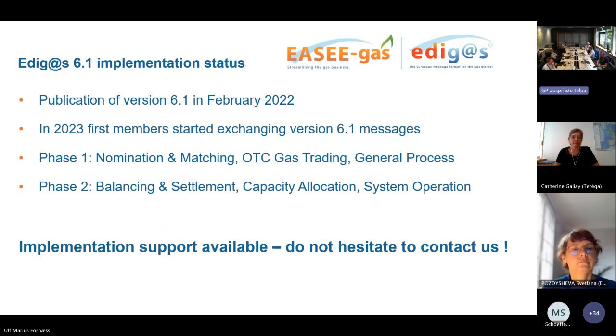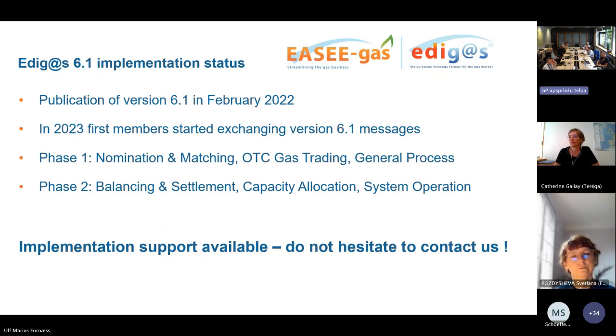So 6.1 is the latest EASEE-gas message format. It was published in February 22, and there are already members exchanging messages in 6.1. So especially in the business processes nomination and matching, and in the general process, but also partly for OTC gas trading. So that is also implemented, and you can exchange messages between the counterparts.